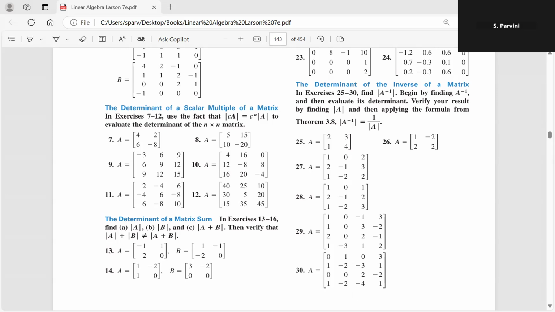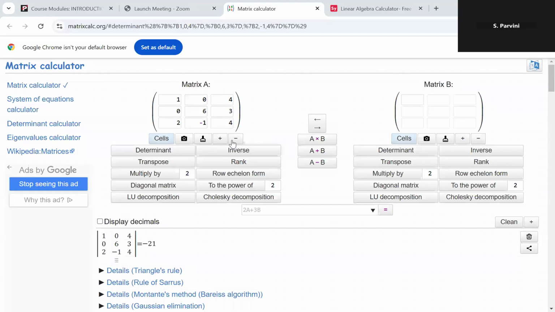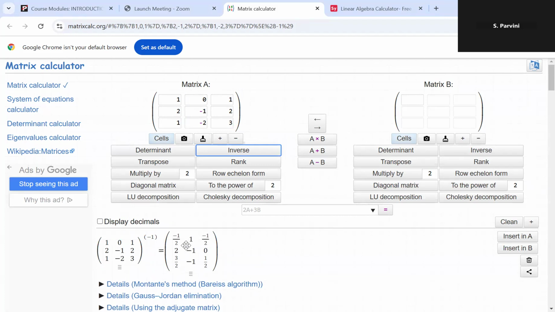Let us switch to stop share. And I'm going to go to the website again and do this. Okay. So first I need to find the inverse of the matrix, right? Let's clear this. So I'm going to put that 3 by 3. The numbers are 1, 0, 1, 2, -1, 2, 1, -2, 3. Okay. It says find the inverse, and here's the inverse. Okay, so this is the inverse of the matrix.